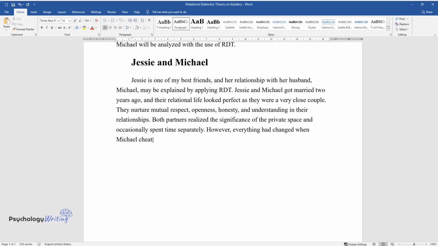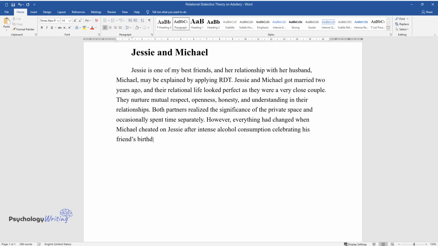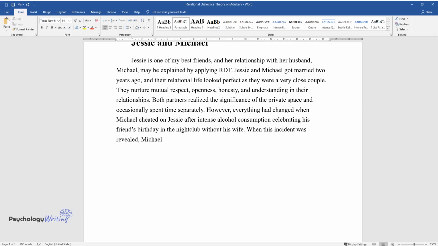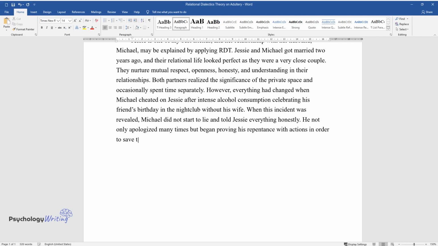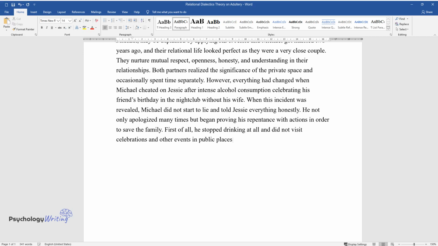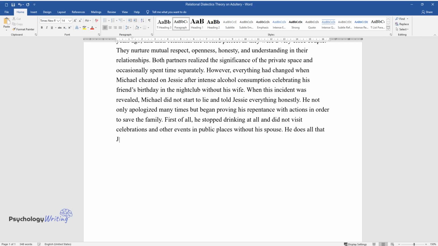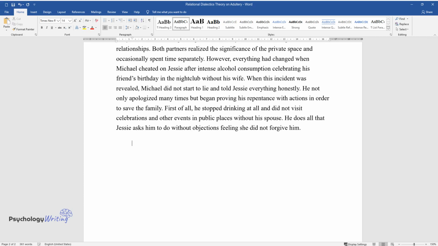However, everything had changed when Michael cheated on Jesse after intense alcohol consumption celebrating his friend's birthday in the nightclub without his wife. When this incident was revealed, Michael did not start to lie and told Jesse everything honestly. He not only apologized many times but began proving his repentance with actions in order to save the family. First of all, he stopped drinking at all and did not visit celebrations and other events in public places without his spouse. He does all that Jesse asks him to do without objections, feeling she did not forgive him.